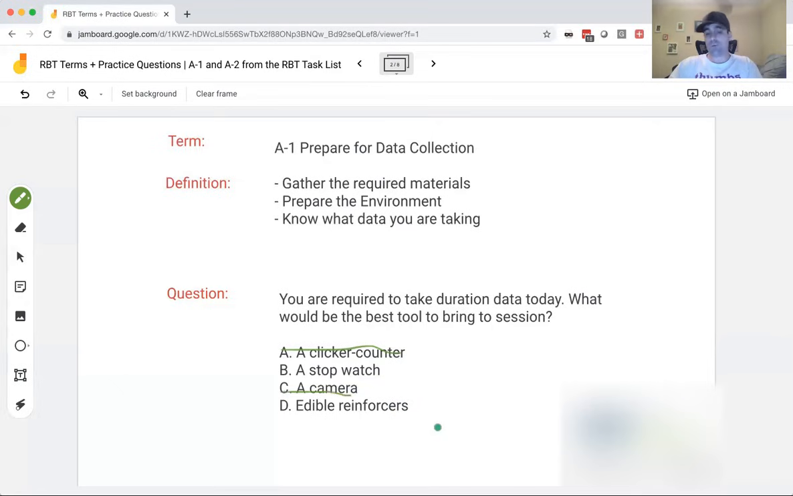D, edible reinforcers. Maybe, okay, your client might like reinforcers, but that's not what the question's asking. The question is asking, what is the best tool to take duration data? The best tool to take duration data would be some sort of stopwatch, okay? Some sort of timer, right? And that's what the questions will do. They'll give you some other answers like a camera, edible reinforcers that you might want to bring to session, but they're asking a specific question about the best tool for the data. Okay, so you need to read the question carefully and answer the question. The question is asking about the tool for duration data, which is a stopwatch.